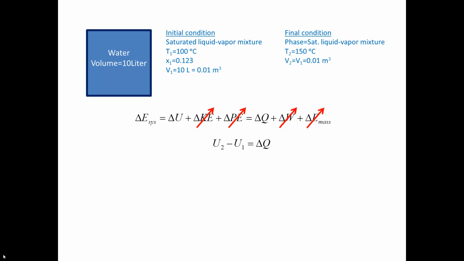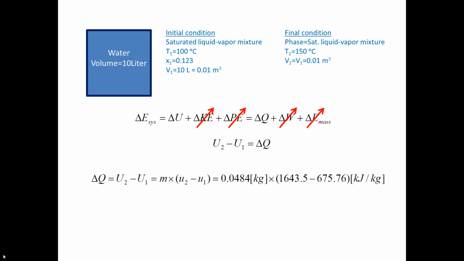From the previous slide, we got the mass of system and the initial and final internal energy per unit mass. Simply plug them into the energy equation, and then we can find the heat transfer in of 46.8 kilojoules for this process.